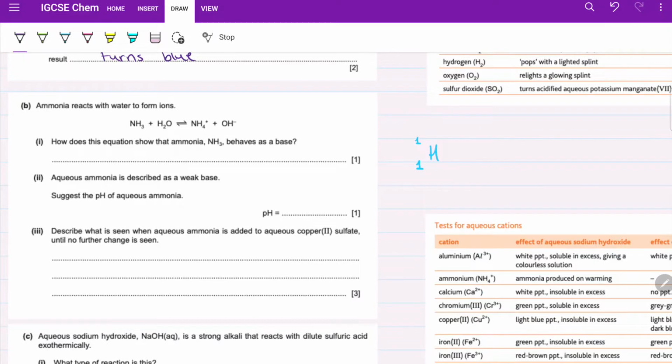Okay, so for part B, ammonia reacts with water to form ions. And this is the equation that we're given. So how does this equation show that ammonia behaves as a base? Now, it behaves as a base because it accepted a proton. You know, you have acids and bases. Acids donate protons. Now, here we're looking at hydrogen. It went from NH3 to NH4 plus, and H2O went to OH minus.